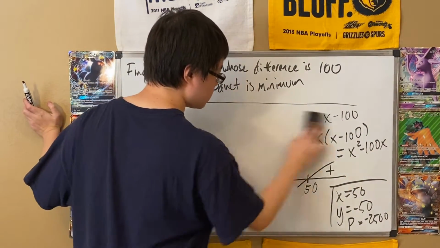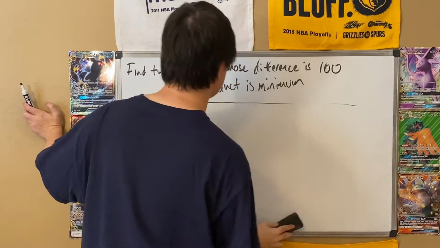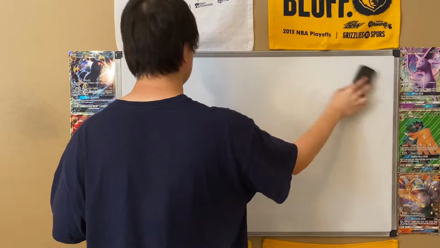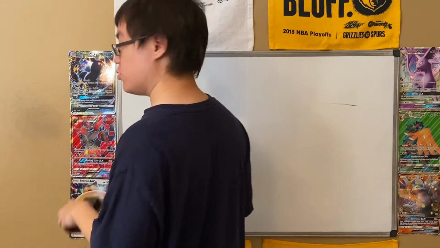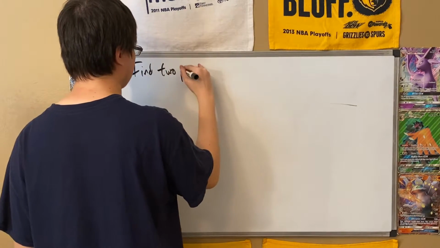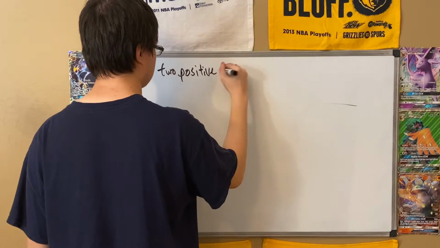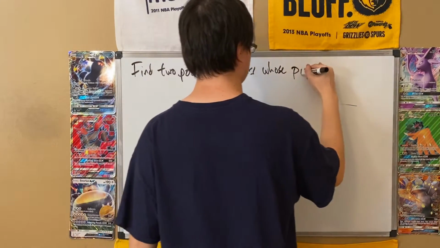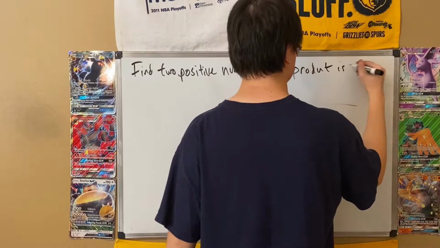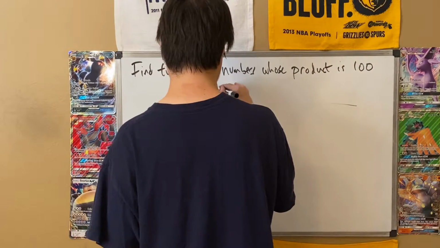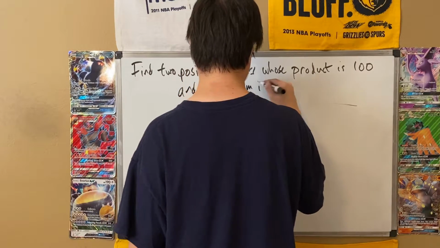So I'm going to erase this. And what we're going to do is find the two numbers. Let's see, what do we want? Find two positive numbers. So the word positive is going to be very key in this case. But we're going to find two positive numbers whose product is 100 and whose sum is minimum.